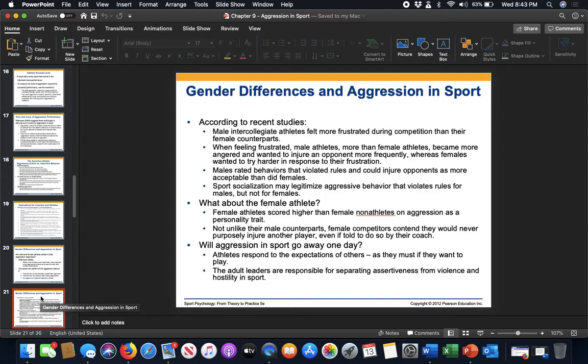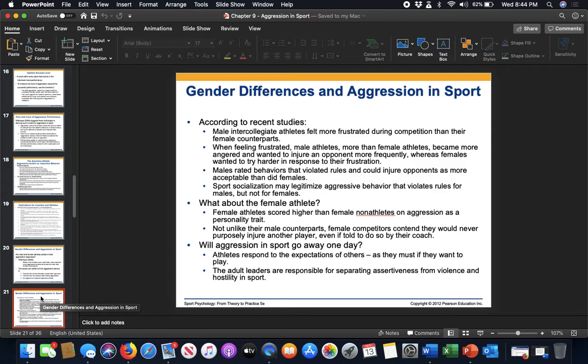Males rated behaviors that violated rules and can injure opponents as more acceptable than females. Females, again, more rational. They are more likely to get fewer penalties because of that. And then sports socialization may legitimize aggressive behavior that violates rules for males but not for females. So again, it's a one-way street.